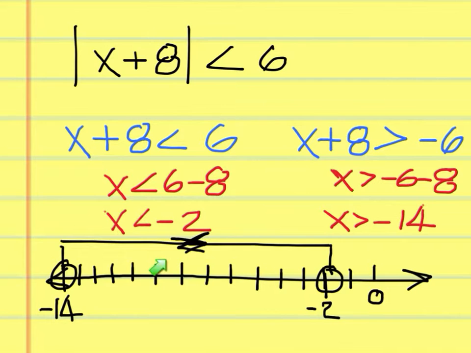Pick one from the middle here, like a negative 10. Negative 10 plus 8 is negative 2. The absolute value of negative 2 is 2. Is 2 less than 6? Yes, so we're going to shade that in.